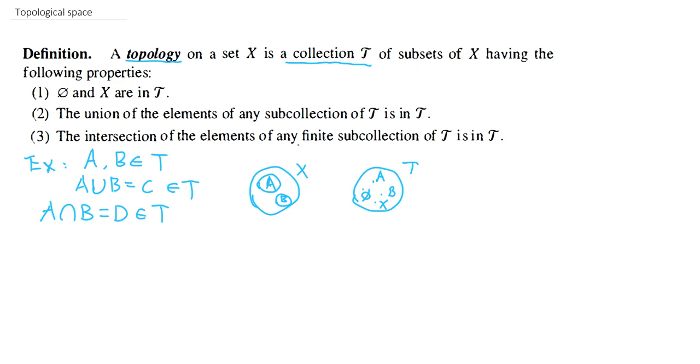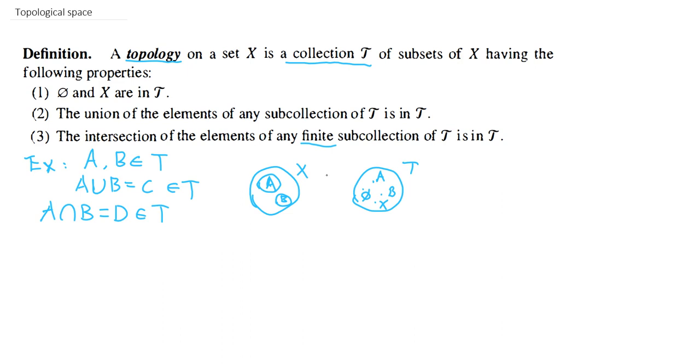But there is one thing we should note: the intersection can only be performed over finitely many elements of T. This is because the elements of the topology T are the open sets, and we will talk about this later. According to our previous knowledge, we know that the intersection of open sets is not always an open set.